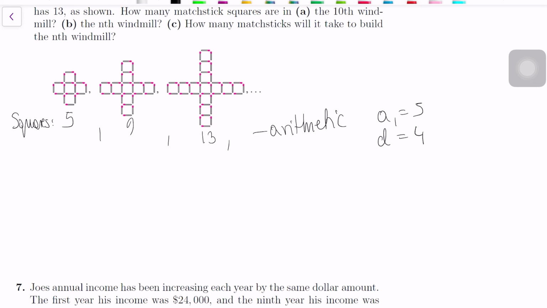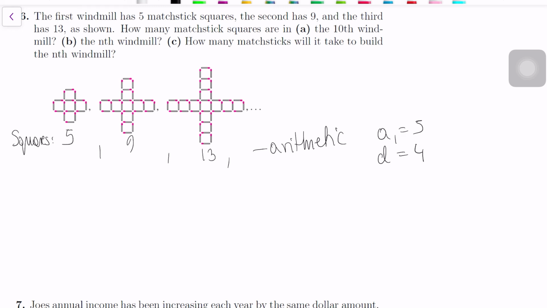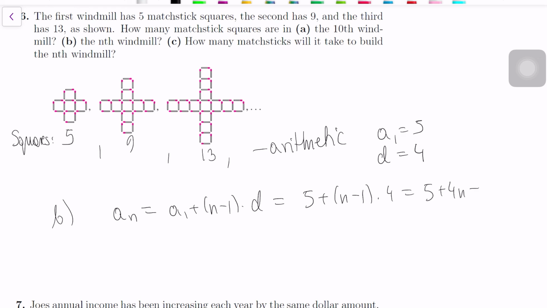So of course, to answer the question, I'm going to actually answer B first. How many do I have in the nth? You can do it that way or you can observe the pattern, but I'm going to do it that way first. So what's the formula for the nth term? I know it's a1 plus n minus 1 times the difference for arithmetic, where I know what a1 is and what the difference is. Simplify it, and you get that an is 4n plus 1.